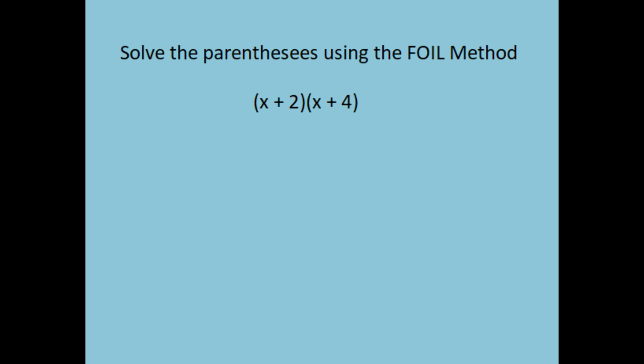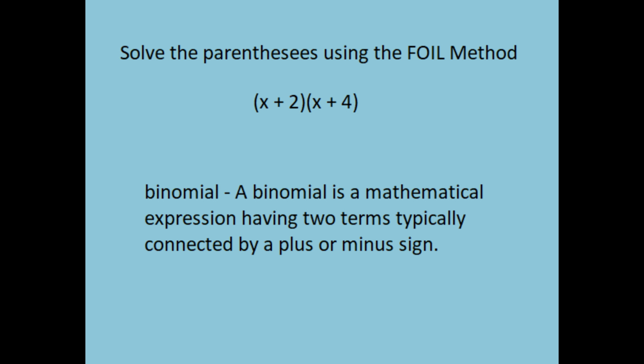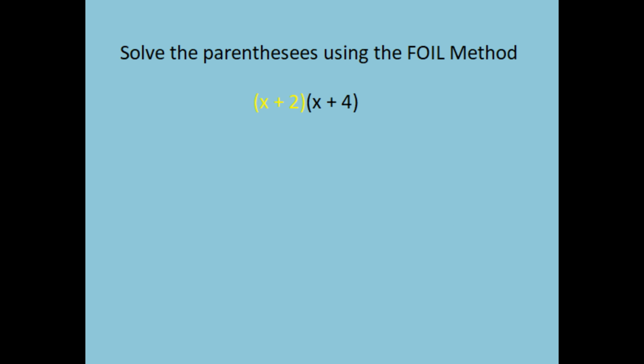To understand the FOIL method, it is important to know what FOIL stands for in the FOIL method. Before I explain what FOIL stands for, I want to go over some math vocabulary and explain what a binomial is. A binomial is a mathematical expression having two terms typically connected by a plus or minus sign. This math problem has two binomials. From left to right, x plus 2 contained in parentheses is the first binomial, and x plus 4 contained in parentheses is the last binomial.